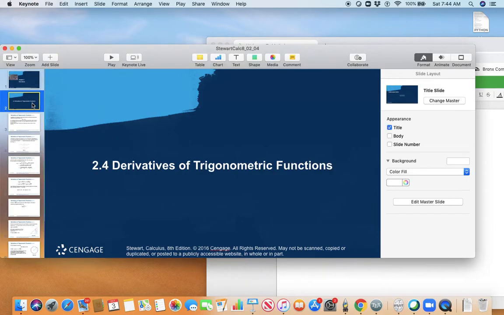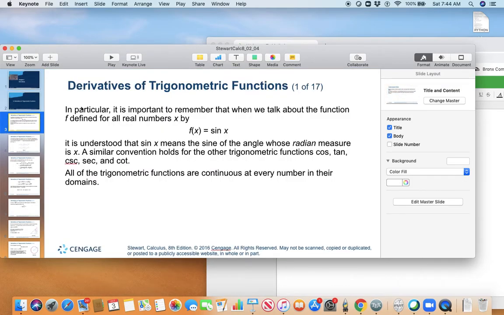Chapter 2, Section 2.4, Derivatives of Trigonometric Functions. In particular, it is important to remember that when we talk about the function f defined for all real numbers x by f(x) equals sine of x, it is understood that sine x means sine of the angle whose radian measure is x.